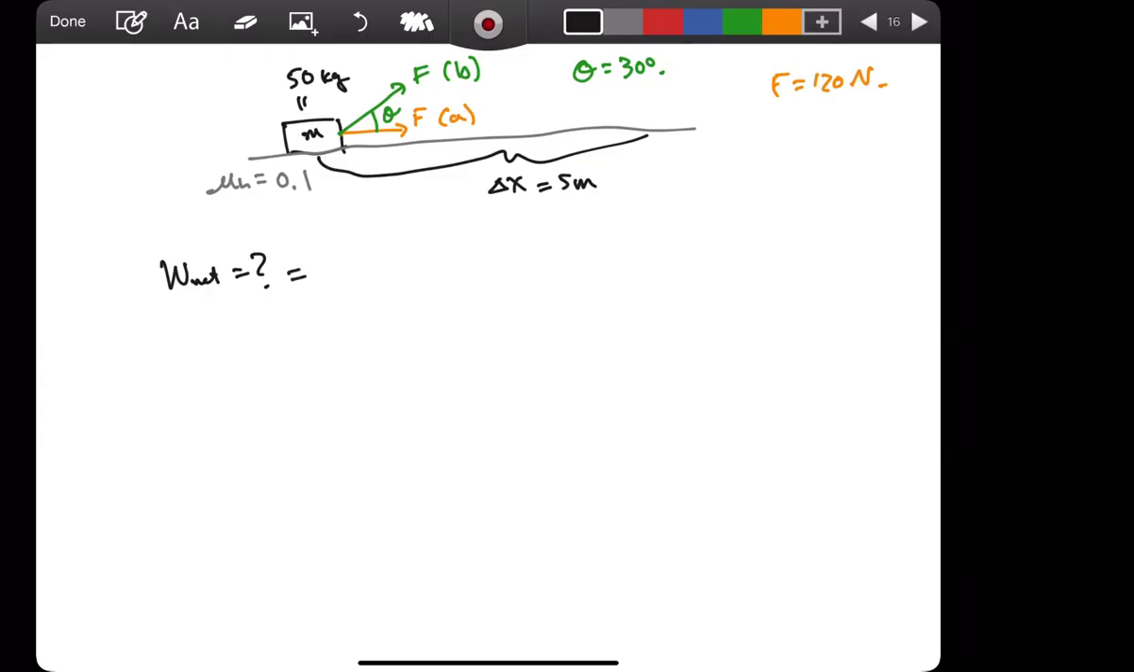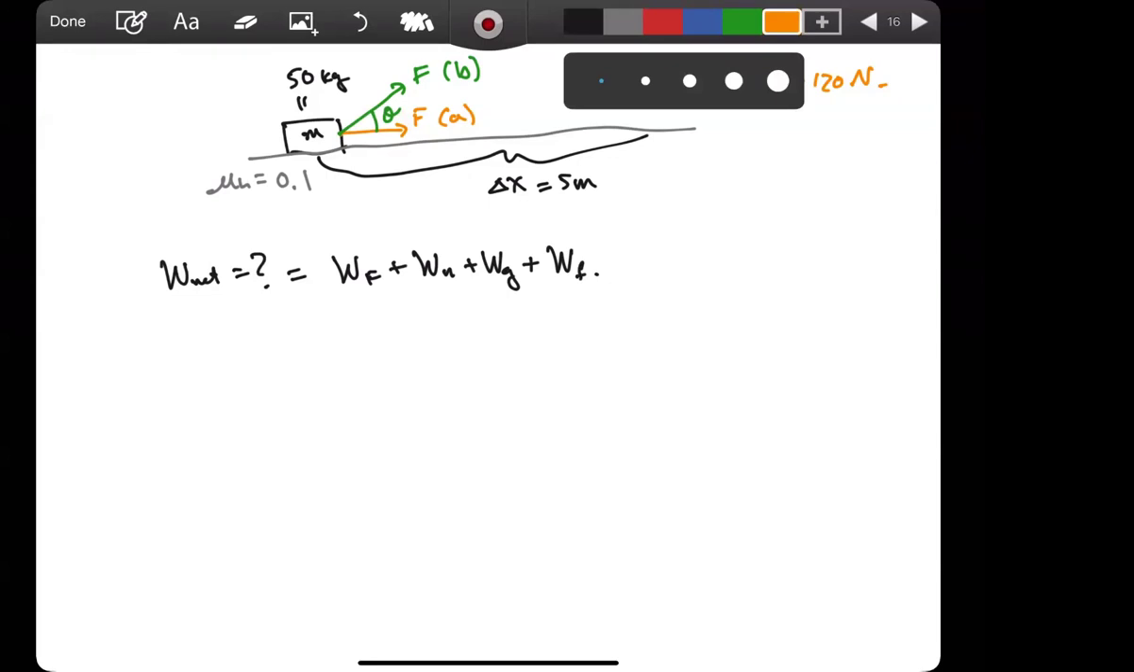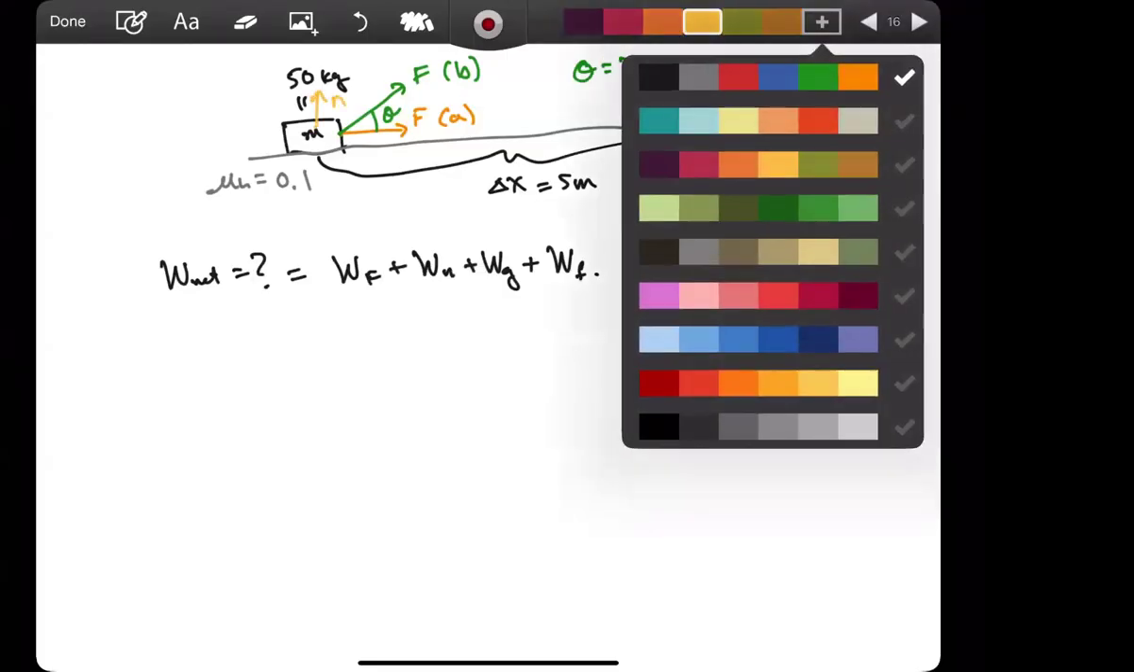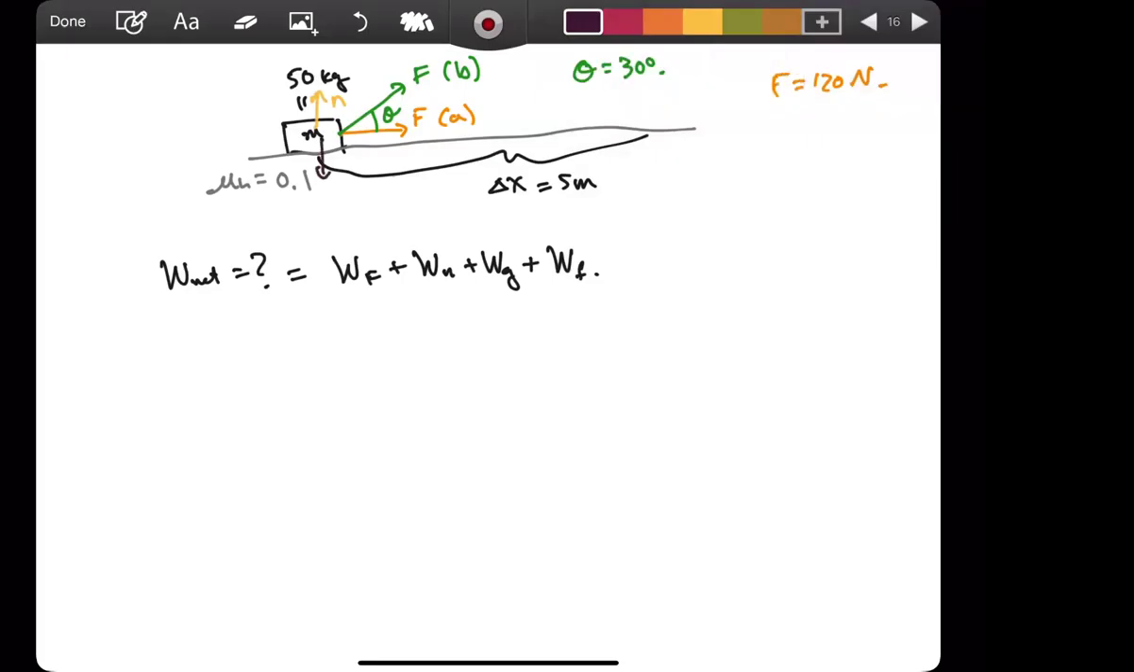So in this case, my net work is going to be equal to what? The work done by the force plus the work done by the normal force plus the work done by the gravitational force plus the work done by friction. Because in this case, we have our normal force acting on this guy, pointing in this direction. There's also a weight acting on here, so I get mg down in this direction.